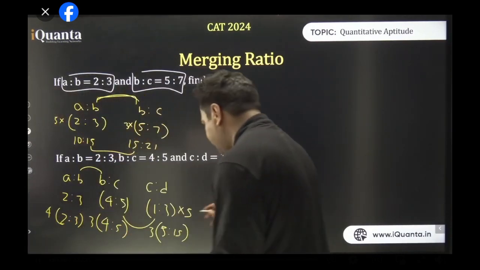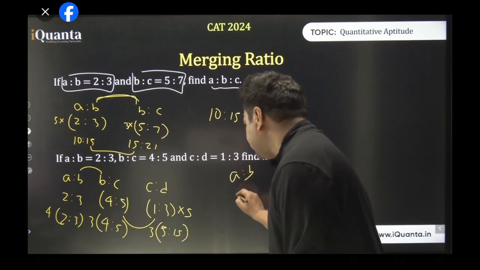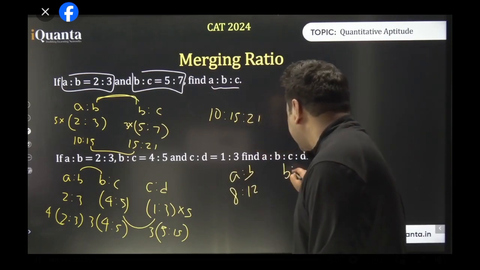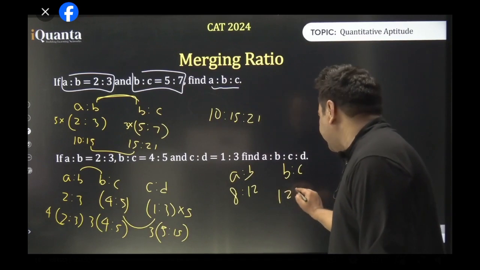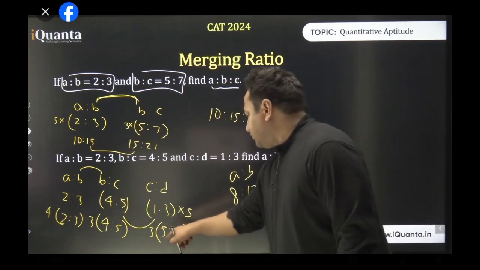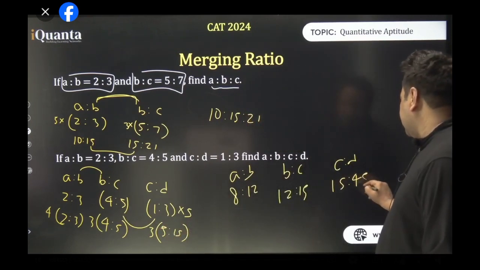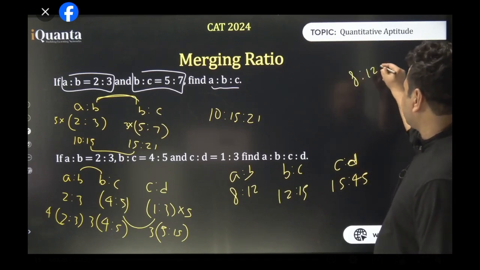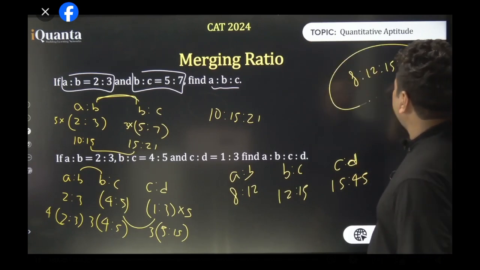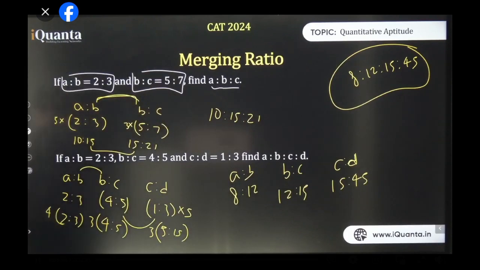So 4 into 2 is to 3. So A is to B becomes 8 is to 12. B is to C becomes how much? 3 into 4, 12 is to 15. And C is to D becomes 15 is to 45. So we got the answer: 8 is to 12 is to 15 is to 45. Here, I think all of you have done it. There's no problem at all.